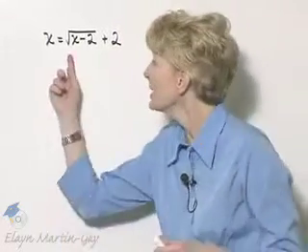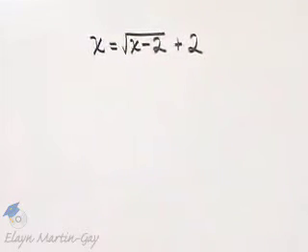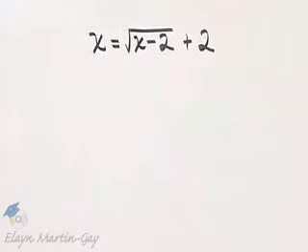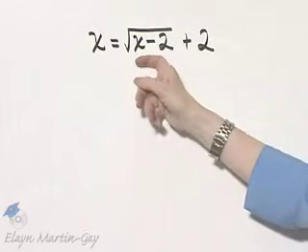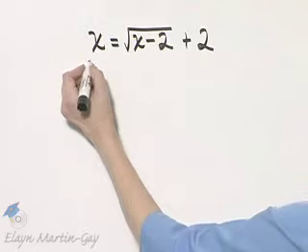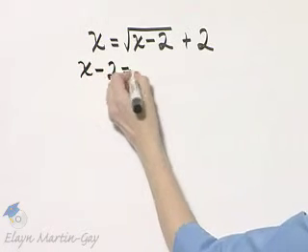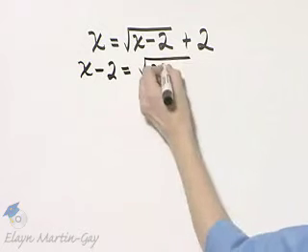So let's look at our equation. x equals the square root of x minus 2 plus 2. Don't forget what I mentioned. If possible, isolate a radical. We will isolate this radical. So I'll subtract 2 from both sides, and that's x minus 2 is equal to the square root of x minus 2.